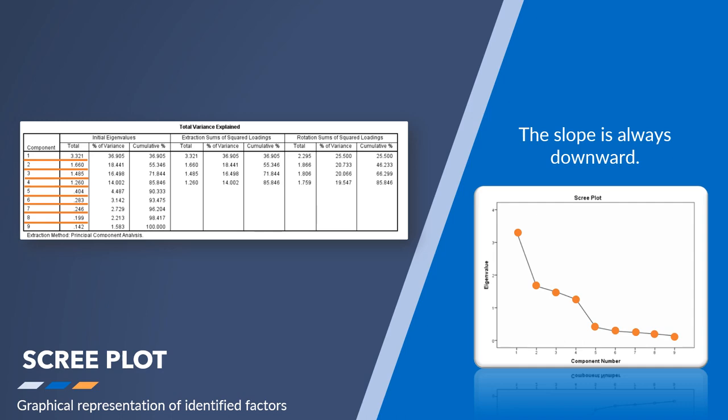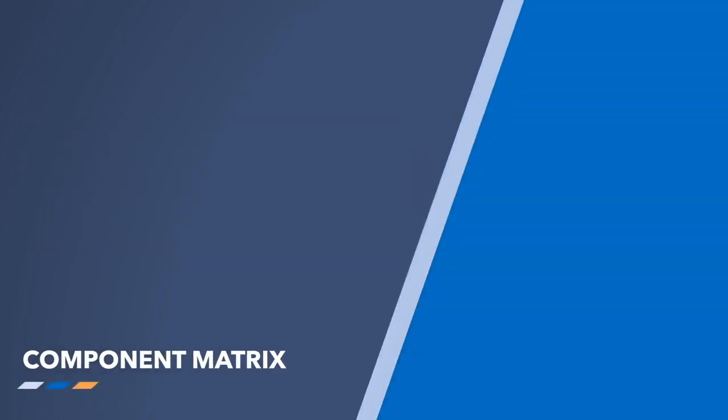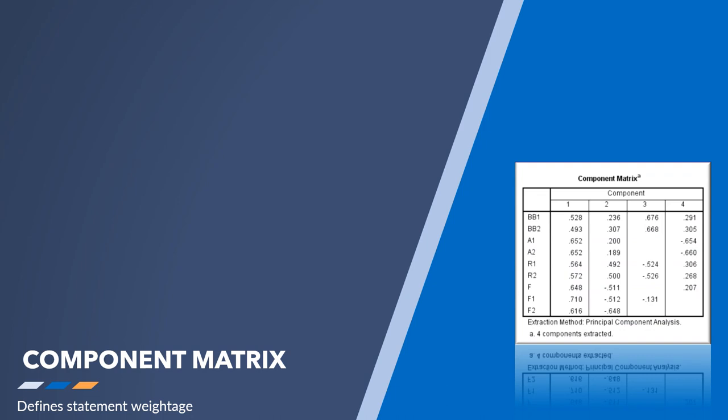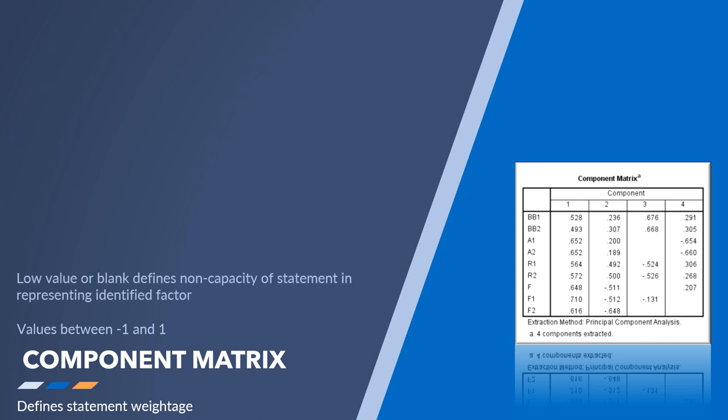Here, the thing to remember is that the plot always slopes downward because eigenvalues decrease in strength with the increasing number of factors. The next table is the component matrix table, which shows the factor loadings of every statement in the dataset toward the identified component. The factor loading value is always between -1 and 1, and the higher the value, the better. A low value, a negative value, or an absent value means that the statement has no relation to that component. So it cannot be classified as a part of that component.